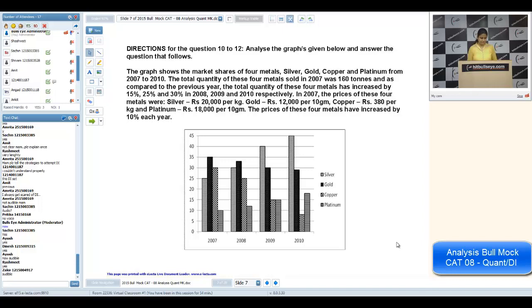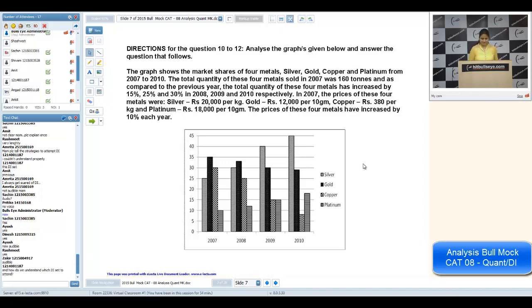See, let me explain the meaning of this question first of all. The graph shows the market shares of 4 metals, silver, gold, copper and platinum from 2007 to 2010. The total quantity of these 4 metals sold in 2007 was 160 ton. Here comes the calculation part. The total of all these metals that was sold is 160 ton. In 1 ton we have 1000 kilograms. So I'll keep this in tons only.